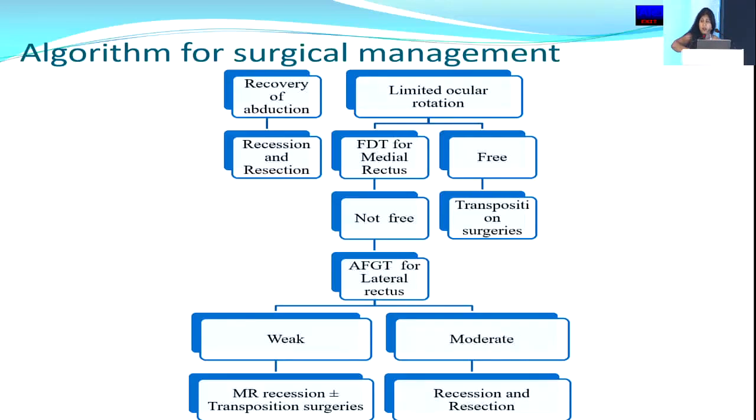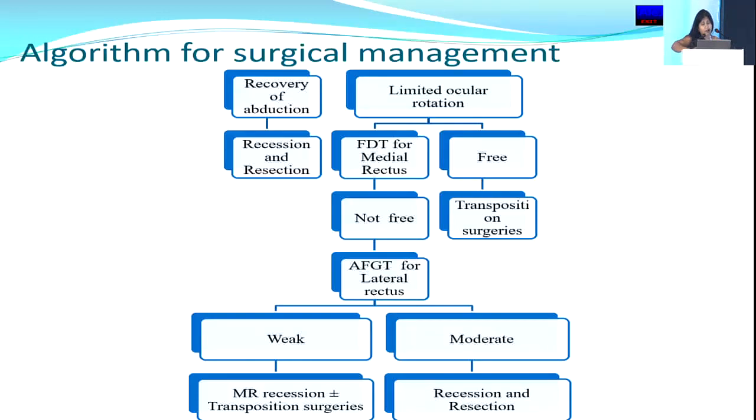So if your Botox fails, what are your options? There is a whole range of surgeries you can do, as contrary to the third nerve, where you have very limited surgeries which you can do. Sixth nerve palsy has, because other muscles are very well functioning, a whole range of surgeries you can do. Depending on the recovery of abduction and the amount of deviation, you may choose to do a recession resection procedure or a transposition procedure.